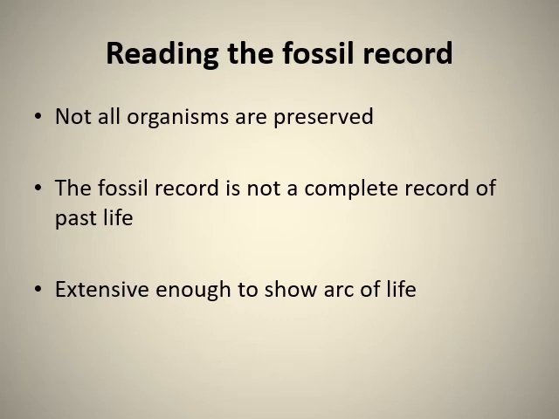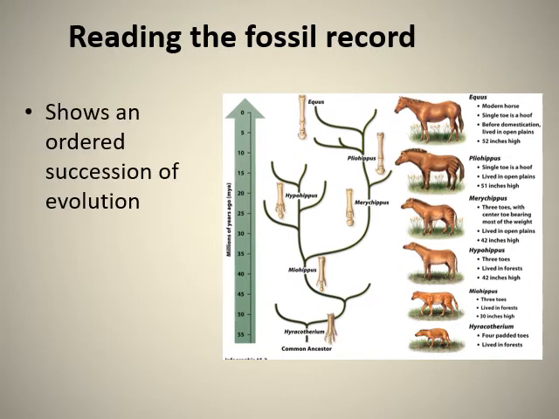So we've found enough fossils in different transitional time periods that we can kind of piece together what life has looked like in different periods. So in order to read the fossil record, you're basically looking at an ordered succession of evolution. So we're starting here, right? This is our furthest point in time, essentially. So we're looking at 55 million years ago if you're looking down here at the Hyracotherium.